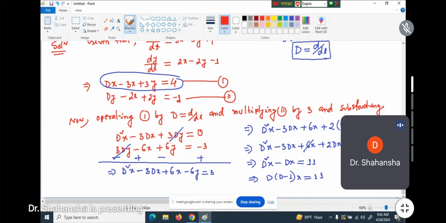I want to ask my audience, this is the new form of the equation. What is the name of equation number 3? Is it a linear equation with constant coefficients or variable coefficients, and is it homogeneous or non-homogeneous? Anyone tell me, my dear friends? Non-homogeneous. Is it higher order or first order?